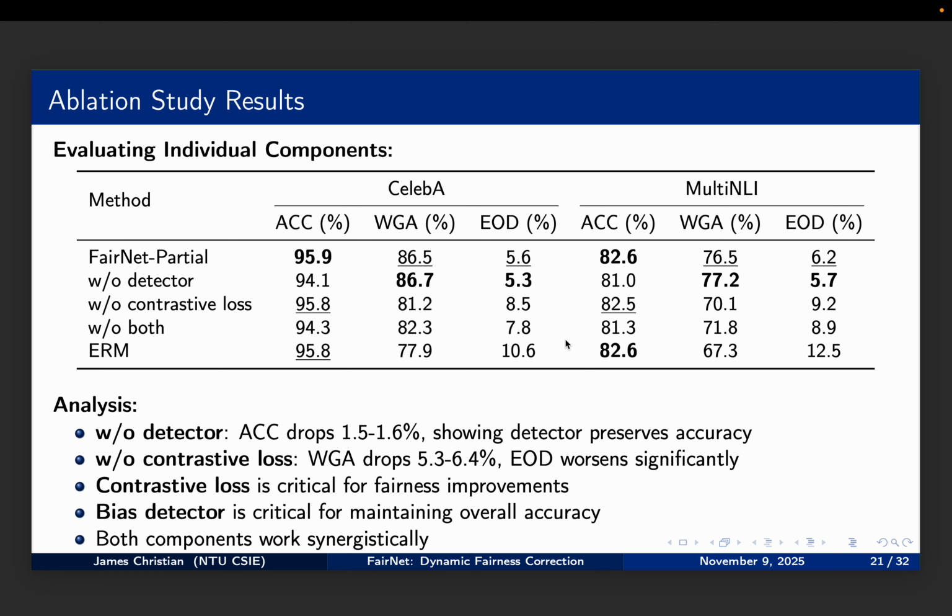On Multi-NLI, without the detector, accuracy drops from 82.6% to 81%, a 1.6% decrease. Without contrastive loss, worst group accuracy drops from 76.5% to 70.1%, a 6.4% decrease. The analysis shows without the detector, accuracy drops significantly, showing the detector preserves accuracy. Without contrastive loss, worst group accuracy and the equalized odds difference worsen significantly. The contrastive loss is critical for fairness improvement. The bias detector is critical for maintaining overall accuracy. Both components work synergistically.